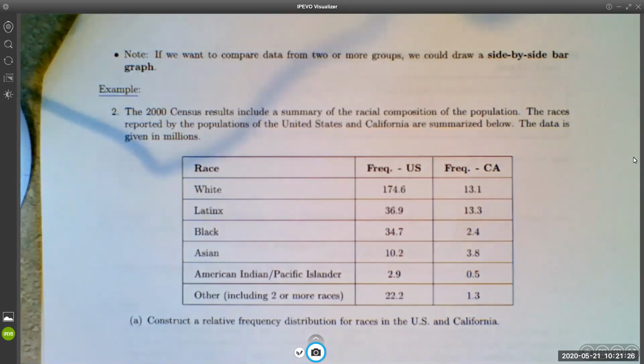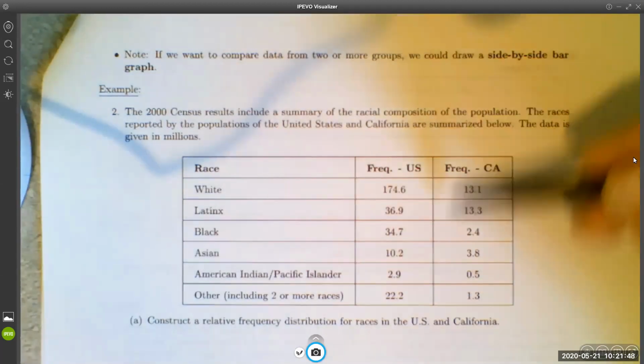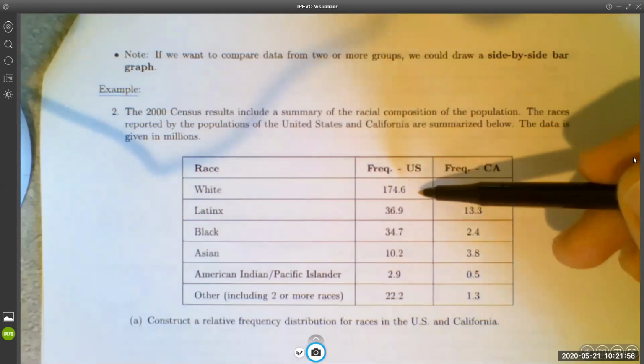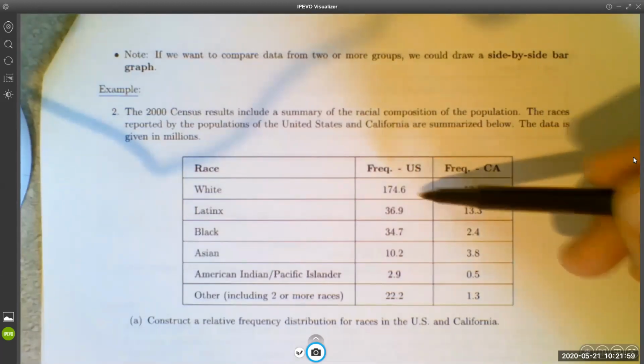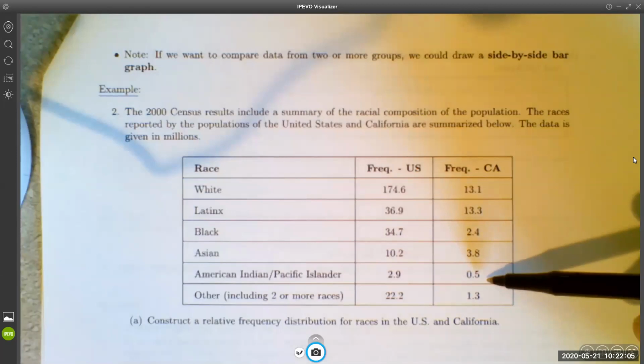It says the 2000 census, which is way outdated. It's 2020. We've had 2 censuses since this, but anyway. But the 2000 census results include a summary of the racial composition of the population. The races reported by the populations of the United States and California are summarized below, right? So we have the US data here in this column, and then the California data here in this column. It says the data is given in millions. So when it says 174.6, it really means 174.6 million people, right? When it says 0.5, it really means 0.5 million people, or in other words, 500,000 people, right?